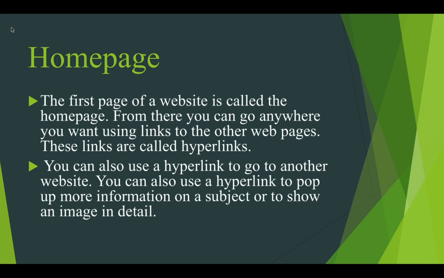Now let's go towards the hyperlinks or simply links that I told you that you can go anywhere you want using links to other web pages. Then these links are called hyperlink. Students, hyperlink is usually a word, phrase, or a picture that when you click it, it redirects you to another web page. A text hyperlink is usually underlined in blue color to make it easier to use. You can use a hyperlink to go to another website. You can also use a hyperlink to pop up more information on a subject or to show an image in details.